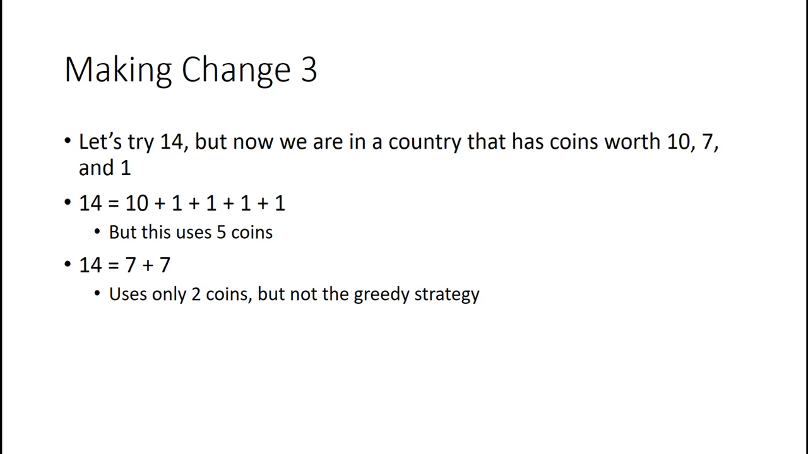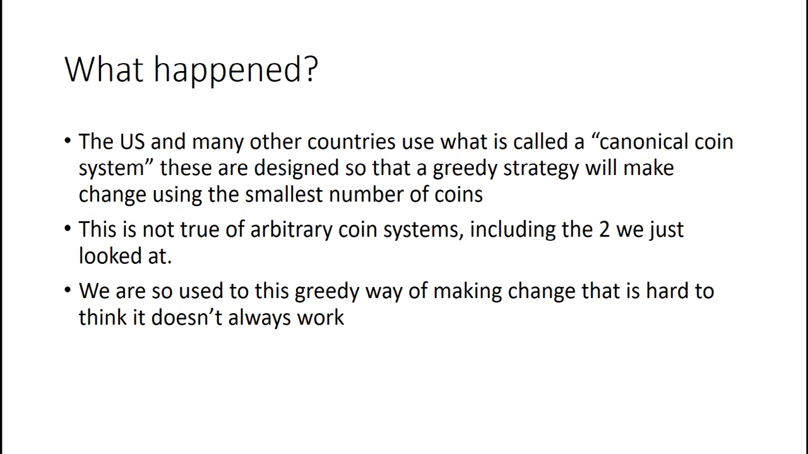Hopefully, you now have an intuitive sense of what I mean by a greedy strategy. It's probably a bit better on you, a little easier on you than the more formal approach I pulled out of Wikipedia. So what happened? Why are we surprised? The US and many other countries use what's called a canonical coin system. These are designed so that a greedy strategy will make change using the smallest number of coins. In fact, you might have thought, when on our second example it didn't work, well, the problem isn't the way I'm making change. The problem is they have a broken coin system, and you could argue that's the case.